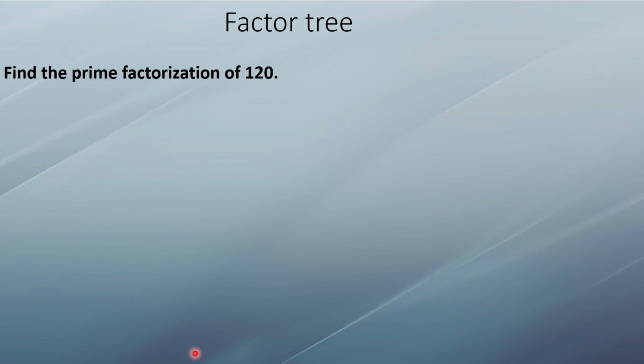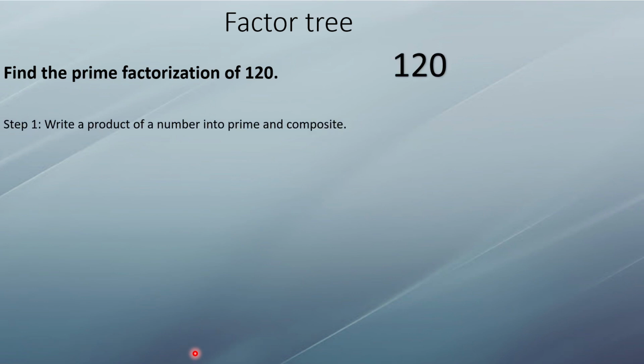So let's find the prime factorization of 120. We have these steps to remember. Step 1, write the product of a number into prime and composite. Number 2 is a prime number, and then 60 is the composite. Prime and composite, which are 2 and 60.